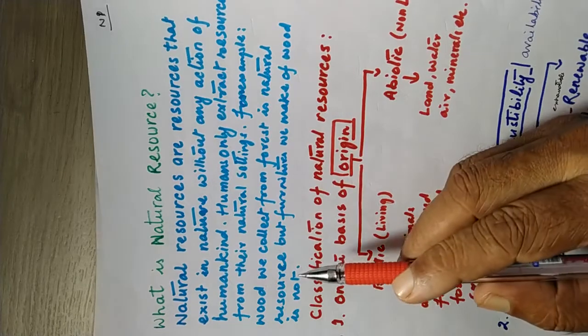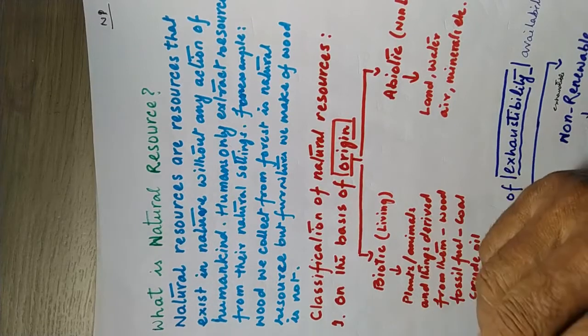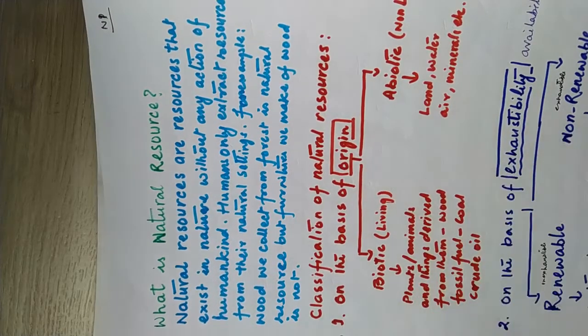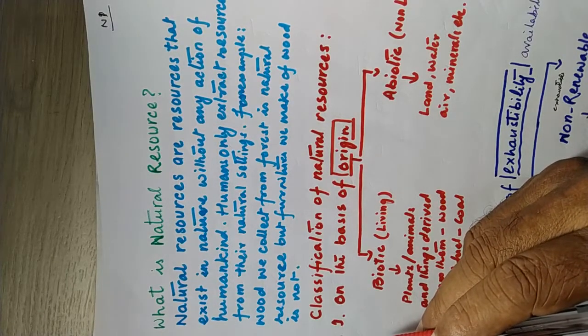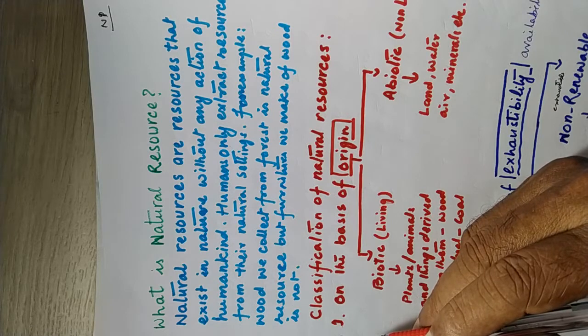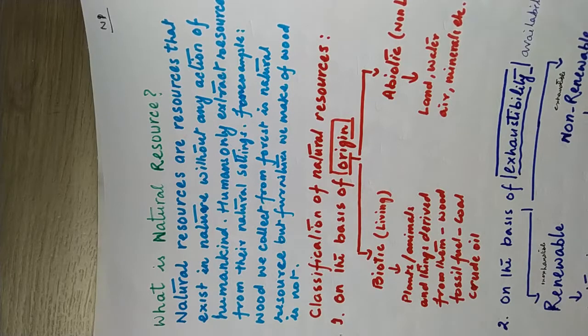For example, iron ore is natural resource, but steel is man-made. Similarly, river water is natural resource, but bottled mineral water is not. Crude oil, for example, is natural resource, but diesel is not. So we can classify natural resources on the basis of their origin, exhaustibility or availability, ownership and development.